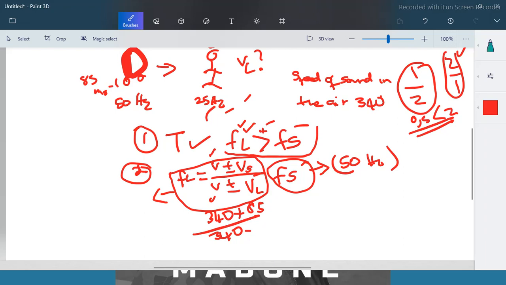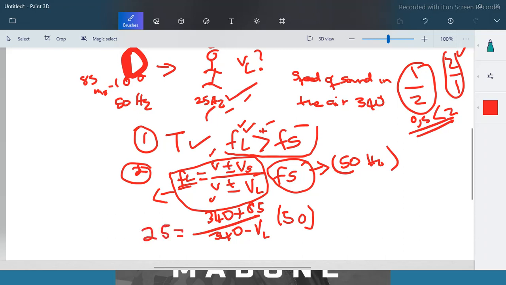Now we are looking for the velocity of the listener. We don't know what the number is, so we leave it as it is. Then we bring back our 50 there. Done deal. And then we are looking for what now? They say the frequency of the listener. Do we have the frequency of the listener? Yes, I gave it to you as 25. So I can just substitute that right there.